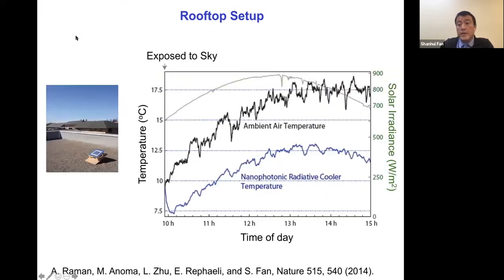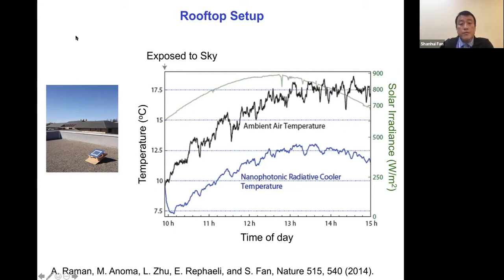And when we bring this on the roof, under direct sunlight, its temperature nevertheless drops below the ambient air temperature by as much as 5 degrees Celsius. This concept has now been commercialized by a number of companies trying to improve air conditioning of buildings.